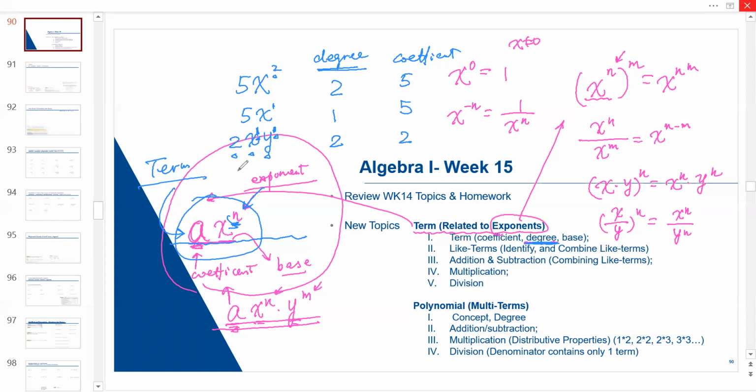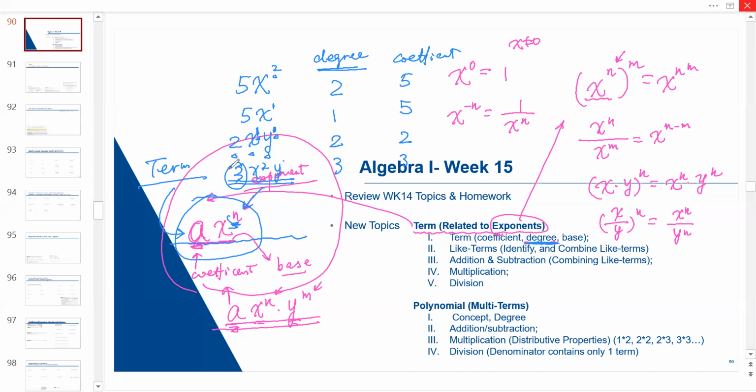Okay, so if I say 3x squared y, what's the degree of this one? It comes from here, 2, and it has 1 here. So the degree is 3. The coefficient is 3 here, right? The coefficient comes from here.